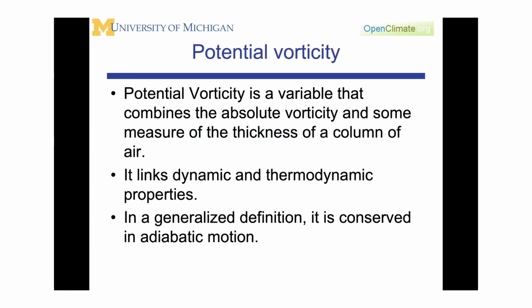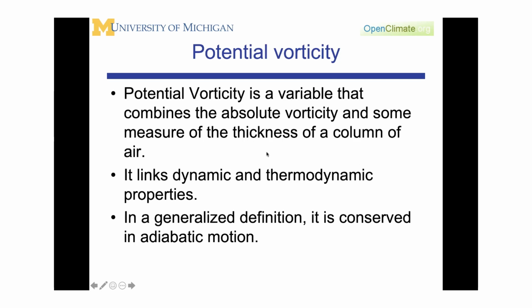Potential vorticity is a variable that combines the absolute vorticity and some measure of the thickness of a column. If you think about the definition of thickness, then thickness was a measure of something thermodynamic because it was related to temperature. Hence, what we're doing is linking dynamic and thermodynamic properties with potential vorticity.